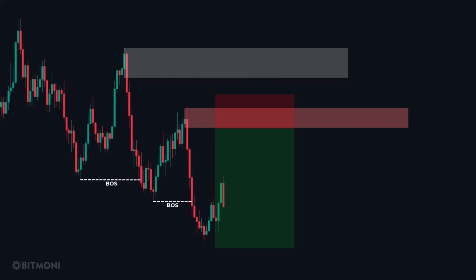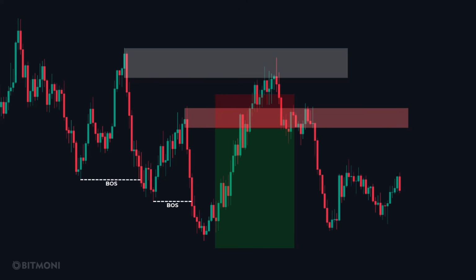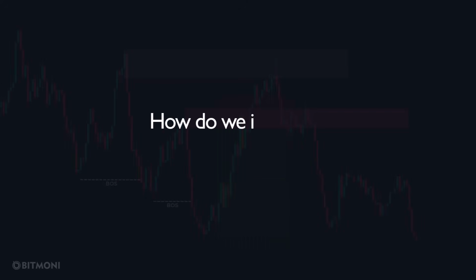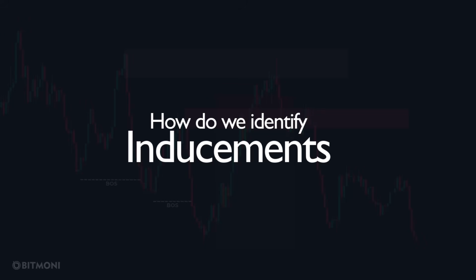Next, price pulls back, triggers their stop losses, then taps into the original supply zone and pushes down in the anticipated direction. So being able to identify inducement zones will help you to avoid being trapped, thereby minimizing your losses and increasing your chances of winning. Now the question is, how do we identify these inducement zones in the market?